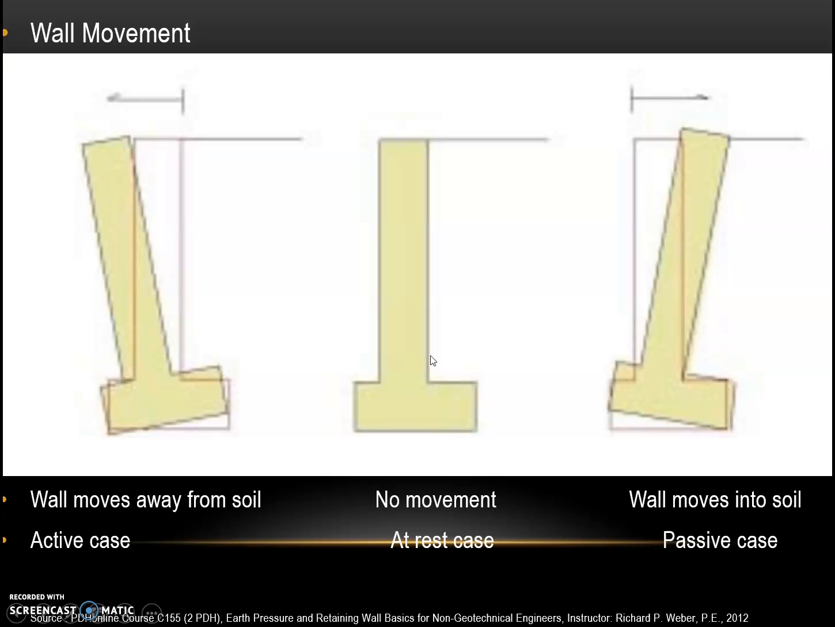And here we can see that there is no movement of the retaining wall and even there is no movement of the soil. So this is referred to as at rest case. And in the third one, we can see that the retaining wall is pushing the soil. That means the wall is moving into the soil, and this type of condition is referred to as passive case.